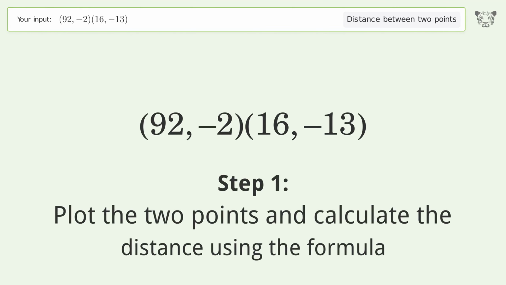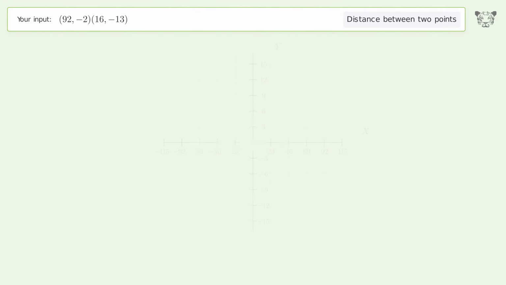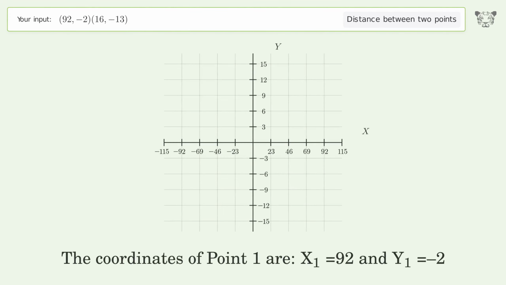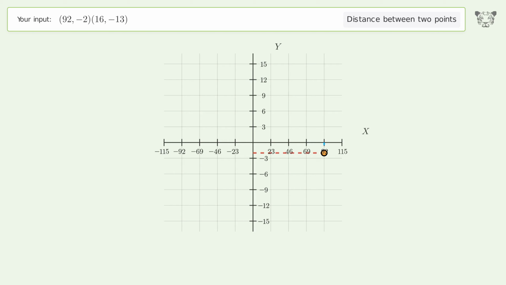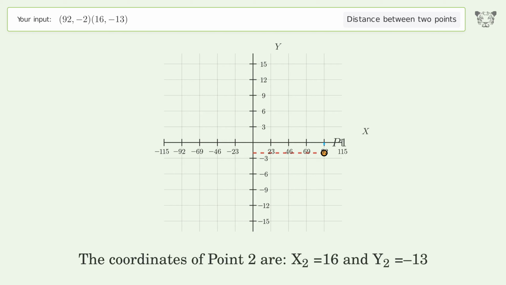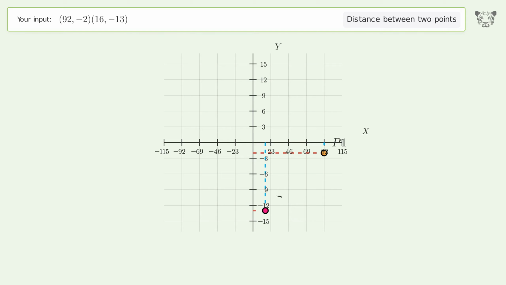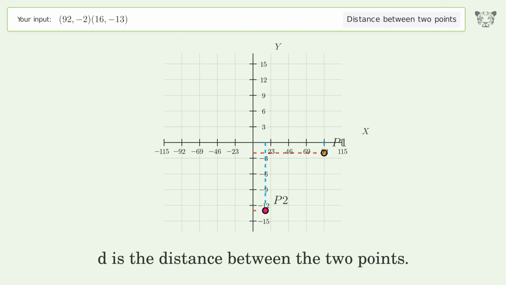Plot the 2 points and calculate the distance using the formula. The coordinates of point 1 are x1 equals 92 and y1 equals -2. The coordinates of point 2 are x2 equals 16 and y2 equals -13. D is the distance between the 2 points.